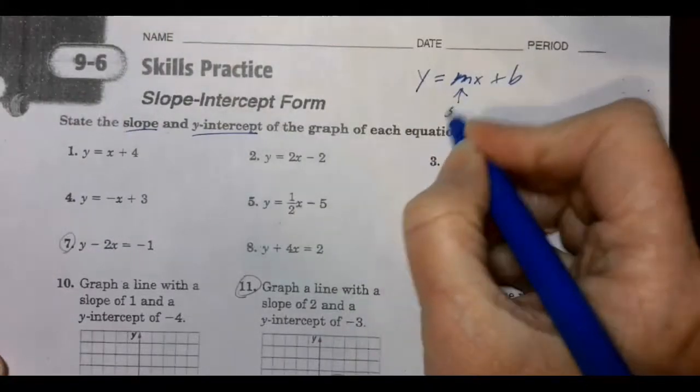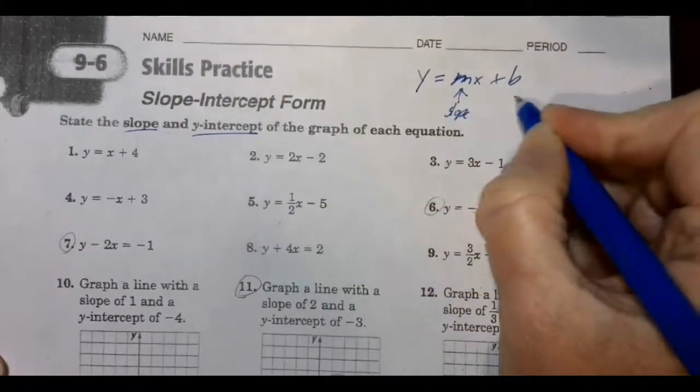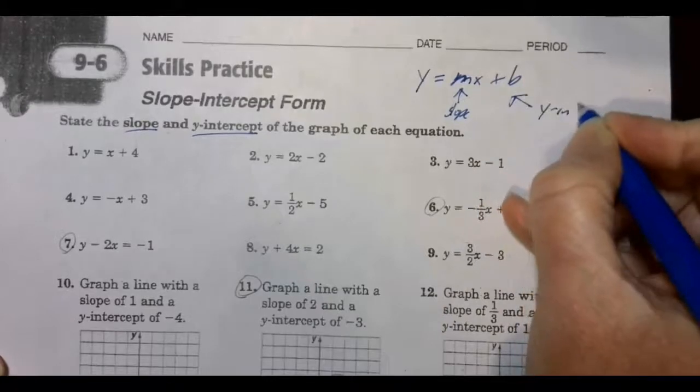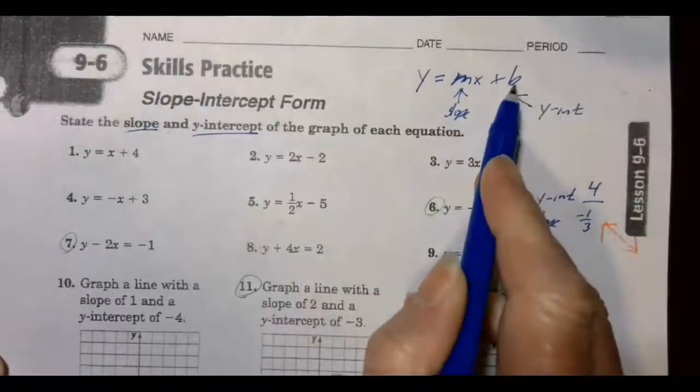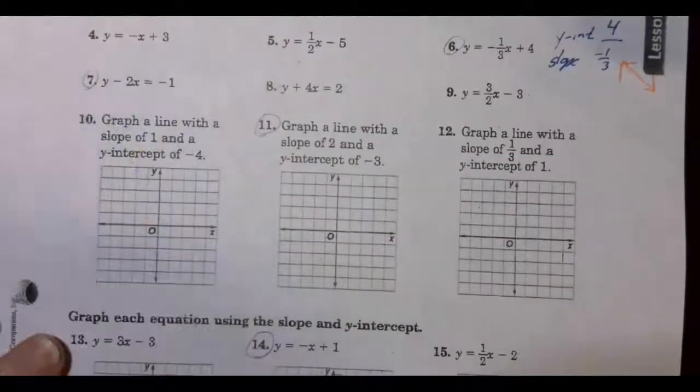This is going to be your slope. This is going to be your y-intercept. When you go to graph, this is where you're going to begin. That's the point you're going to plot. And this tells you how you're going to move. So look at number 7. We have to get it that way.